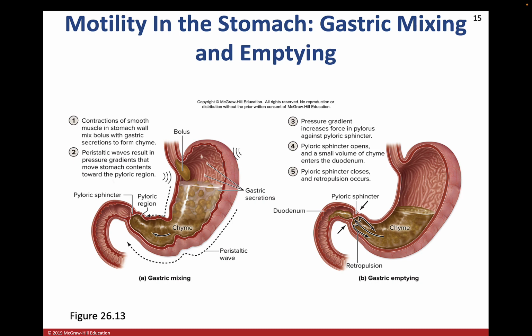So one, we see the contraction of smooth muscle in the stomach wall. It's mixing the bolus with gastric secretions to form chyme, and that's really what we think of as the slurry. There are peristaltic waves causing a pressure gradient that moves the contents of the stomach towards the pyloric region, so we have the distal portion of the stomach. Now that pressure gradient increases force within the pylorus against the pyloric sphincter. That sphincter is going to open, and a small amount of chyme will move its way into the duodenum. And as it closes, there's retropulsion, and we can see that here, and that results in further mixing.